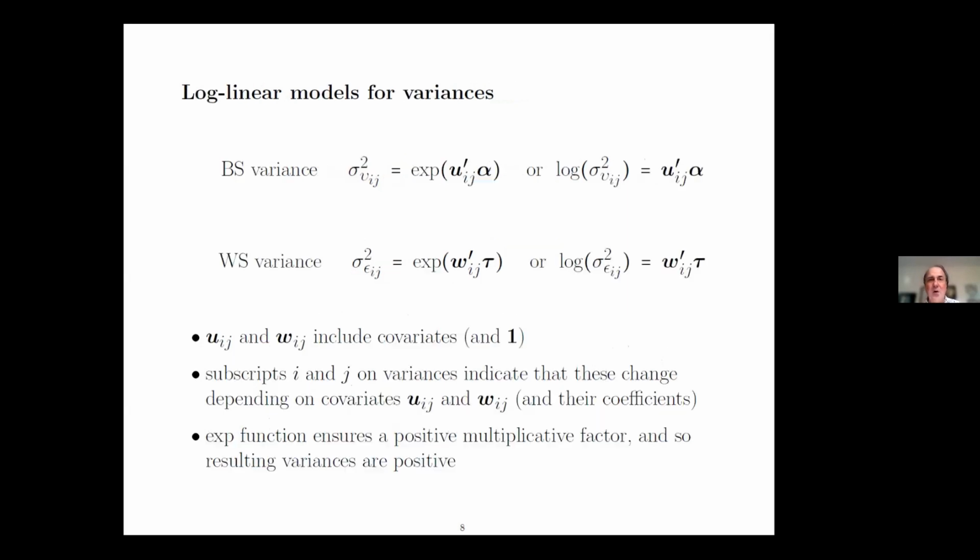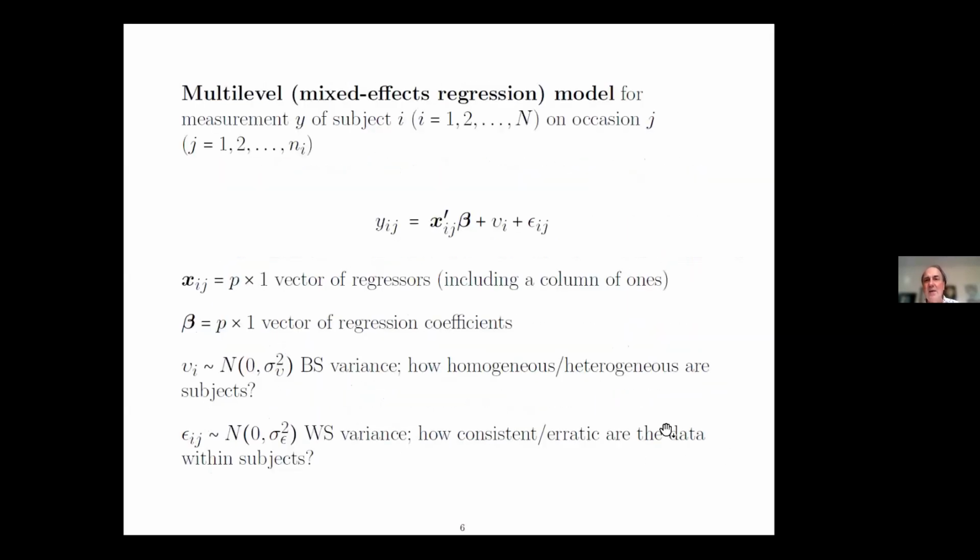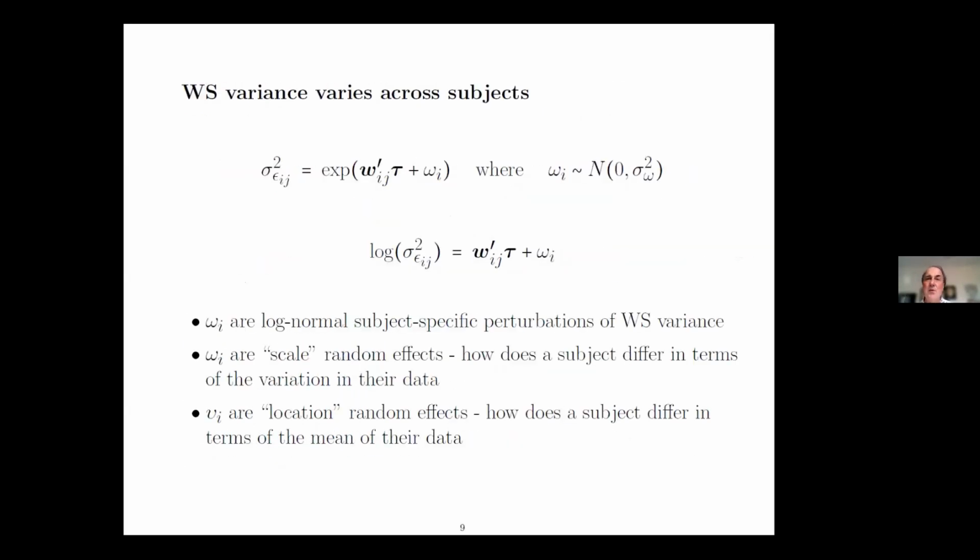So if we go to this classic mixed model here, the upsilons are basically telling us how do subjects differ in terms of their means. That's what the random effects in the mixed model are about. What we're adding on to that now in the within subject variance is saying, how do people vary in terms of how consistent or erratic they are? That's the scale random effects. So I have these two different kinds of random effects in this model.